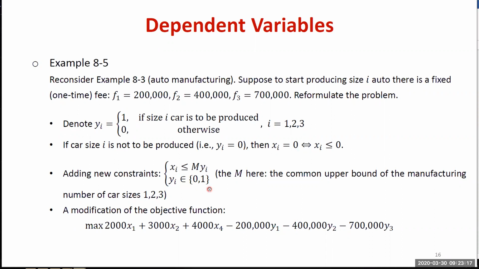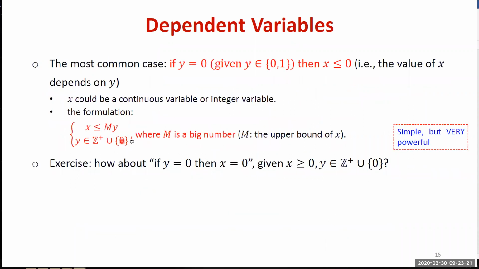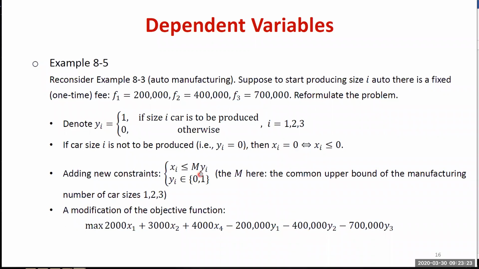This means what? This means, again, the dependent variables, exactly the same here. See it? If my yi equal to 1, that means size I car is to be produced. Then I have xi is less than or equal to m. Again, m is the common upper bound of the manufacturing car. That means for any xi, i equal to 1, 2, 3, all of them must be less than or equal to m. It's the upper bound. And my yi is a binary decision variable.